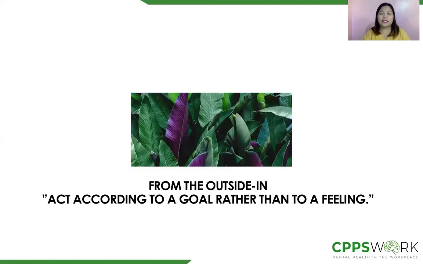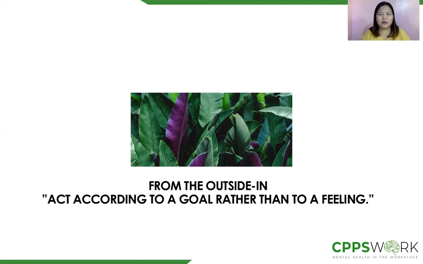From the outside in. Act according to a goal rather than to a feeling. Okay. Madalas bago tayo kumilos, hinihintay natin na maging okay muna yung nararamdaman natin or yung emosyon natin, di ba? So, paano kung hindi maging okay? Paano kung matagal? So, act based on your goals and not on your feeling. Actually, makaka-relate kayo doon yung minsan kapag ginawa mo na siya, kapag kumilos ka na, nagtutuloy-tuloy na siya.